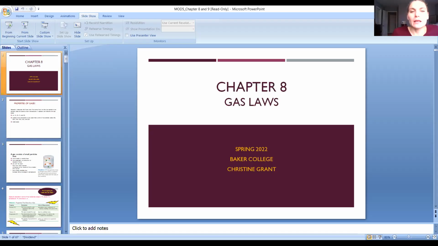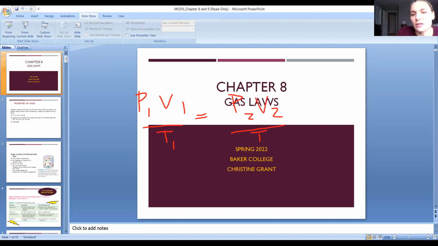And really quickly, before we get going too far, we're going to talk about what's called the combined gas law. And what it basically is showing is these changes and variations in pressure and in volume.